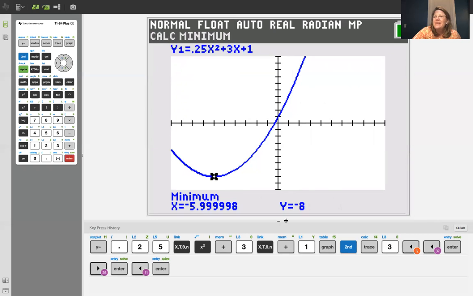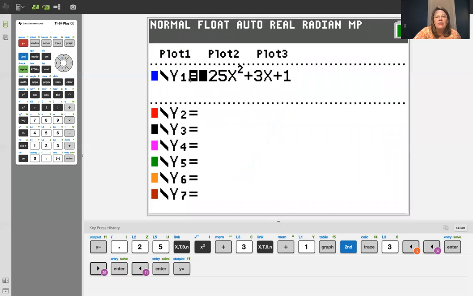So what was the minimum value of the function? -8. What's the function's minimum value? The output f of x, minimum number is -8. Okay, that was the first problem we had. So now let's enter the second one.